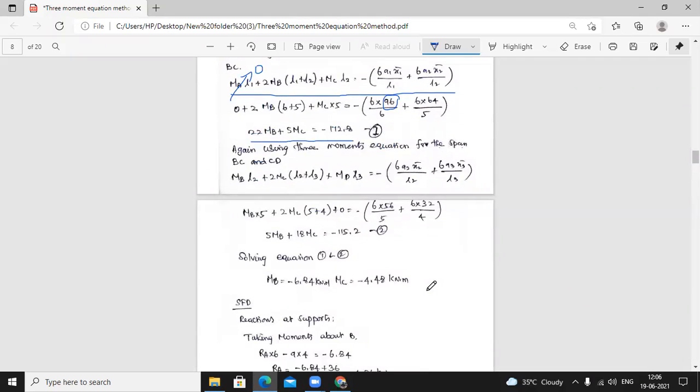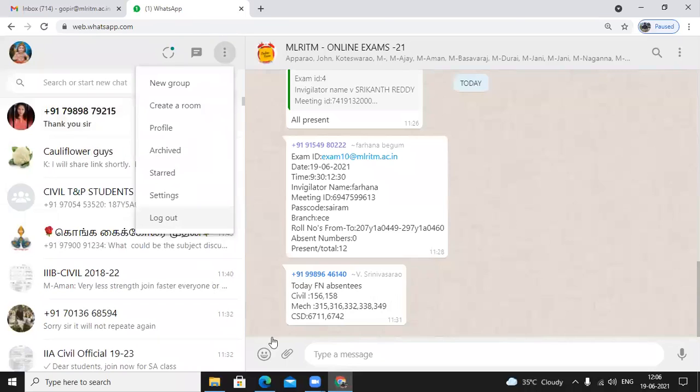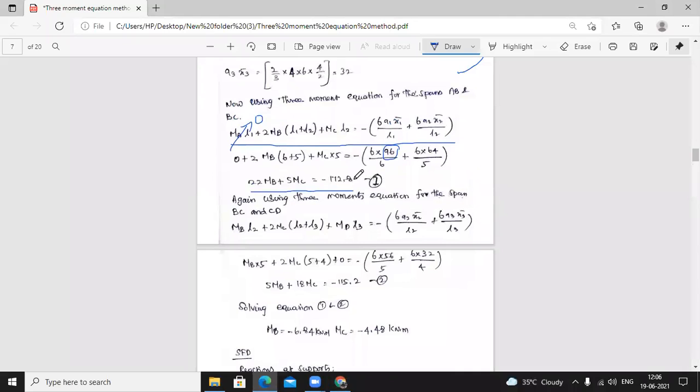So this is your equation number 1. 22 MB plus 5 MC equal to minus 172.8. This is not 112, it is 172.8. You simplify, which means we get 2 unknown moments in this equation. Next, coming to the second equation.